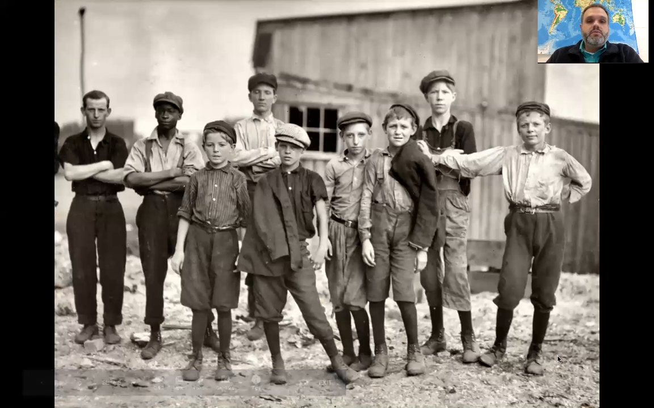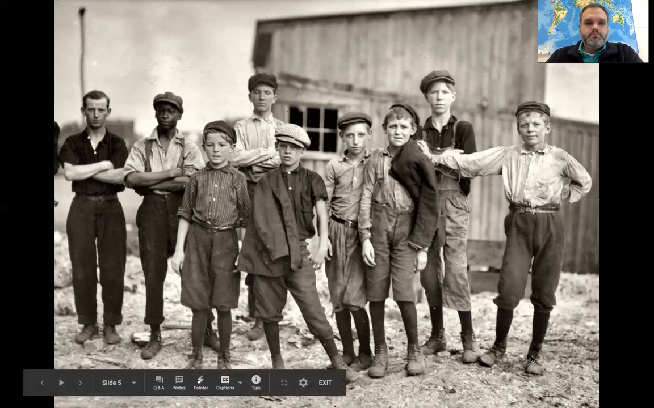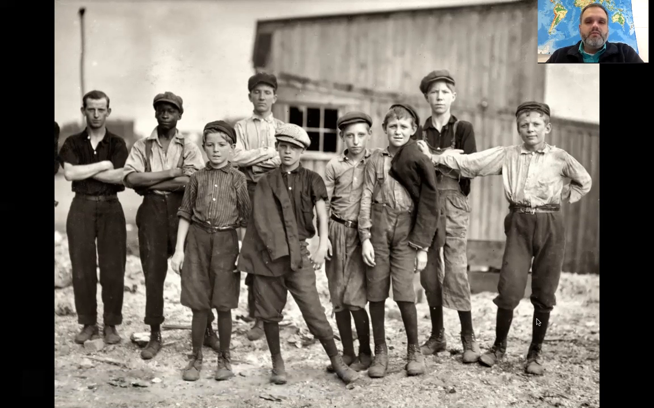All right, this is a picture of some boys coming off working the night shift for a glass company. This is actually the old Dominion Glass Company, and they're coming off working the night shift at their factory in Alexandria, Virginia. This picture comes from 1911. The boys in the front are probably about 11, 12 years old. The boys in the back are probably a little bit older, maybe 15, 16 years old.